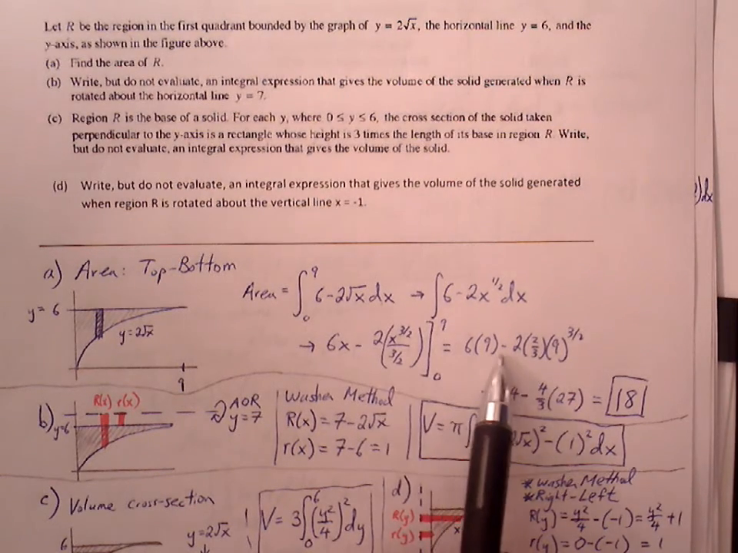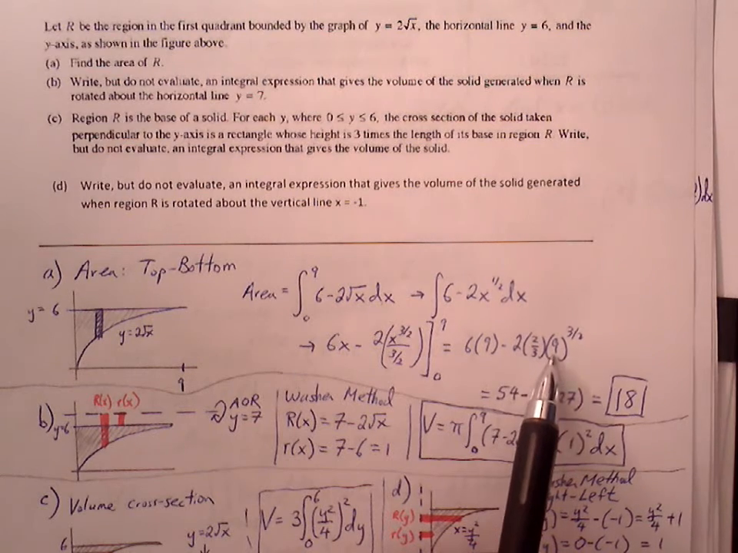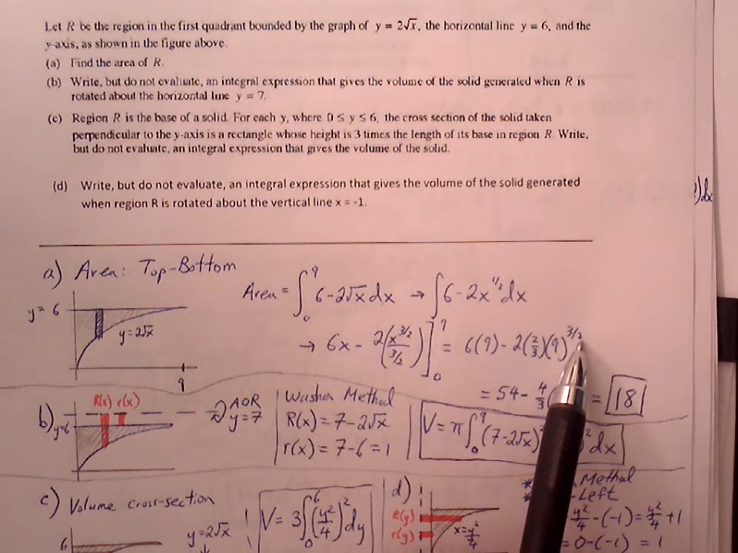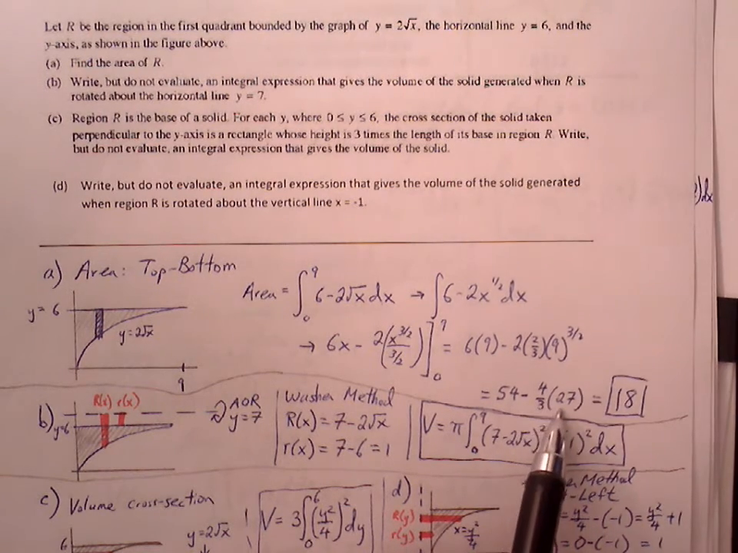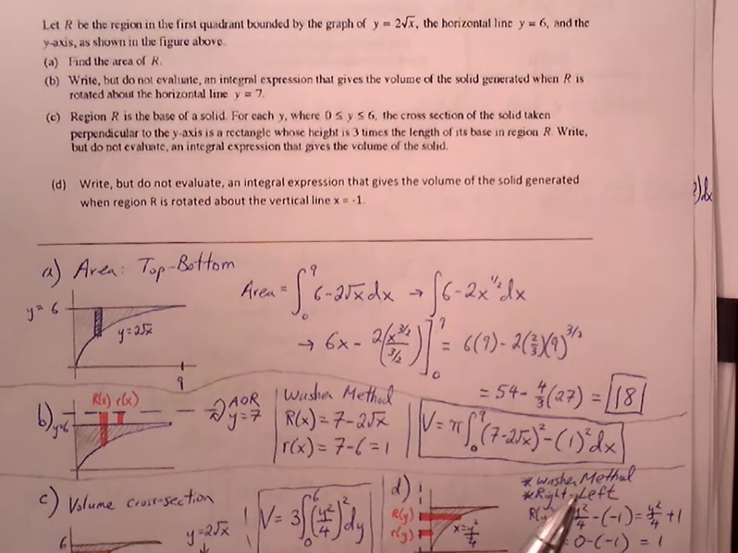We get 54 minus 2 times 2/3. This becomes 4/3. 9 to the 3/2, the same thing as square root of 9. That 2 means square root. Square root of 9 is 3. 3 cubed is 27. So we get 54 minus the 4/3 times 27, which becomes 36. So 54 minus 36, we get 18.